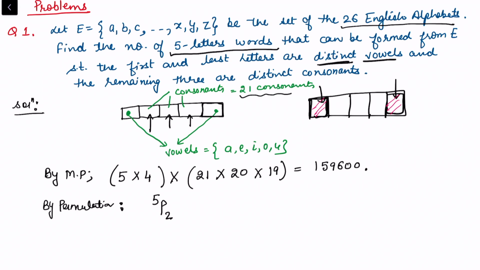You take any 2 vowels, fill them here, and then you can permute. Permute means, of course, that order does matter. Say we place a vowel A here and a vowel U here, or we permute them: we place a vowel U here and a vowel A here, and similarly all other choices. That is why we require 5P2, where the total vowels available are 5, multiplied by 21P3. So here we require 3 permutations, and this will also give us the same answer, 159600.